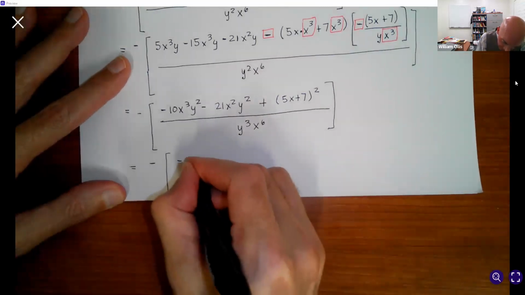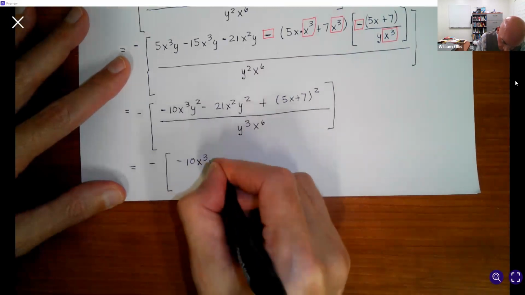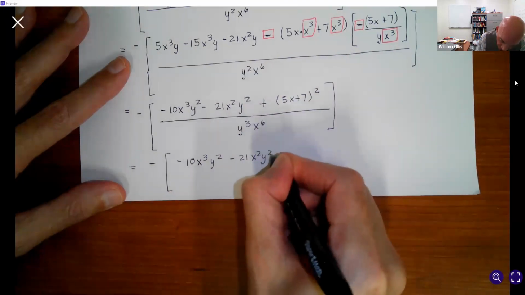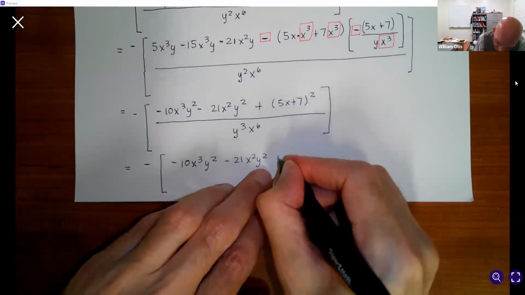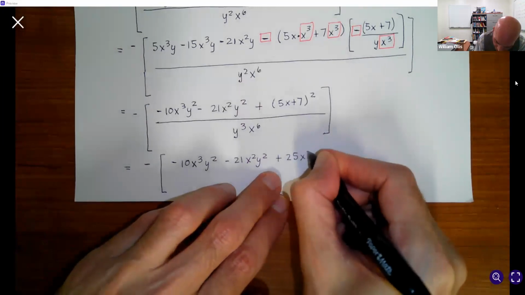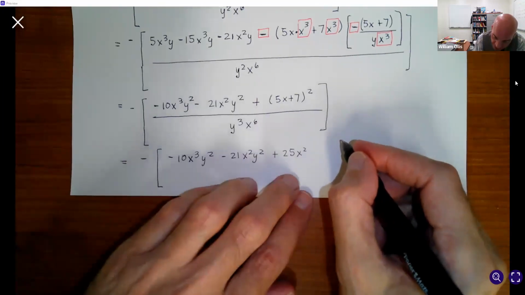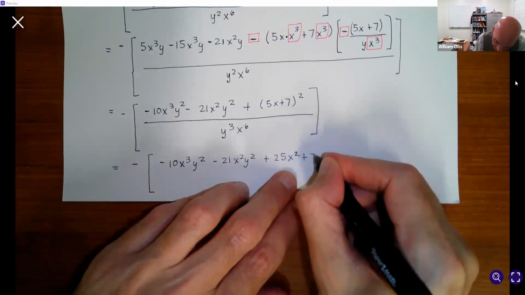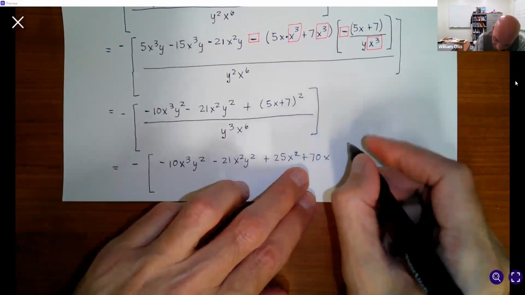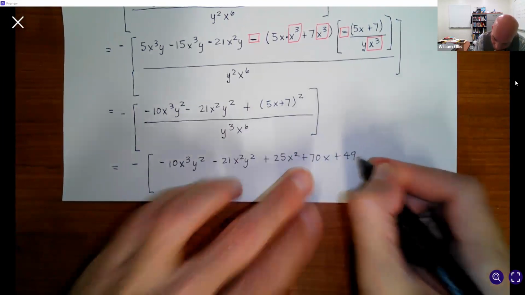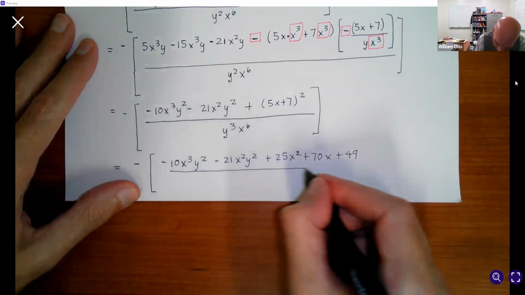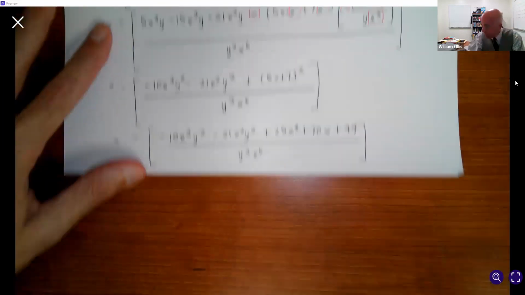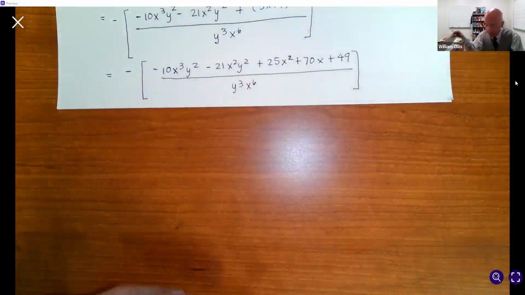So we've got minus 10x cubed y squared minus 21x squared y squared. And go ahead and expand this. So we have plus 25x squared, and 5 times 7 is 35, so that's a 70. So we have plus a 70x, and then plus a 49. And then divided by y cubed x to the 6th. Now for the very last one, we'll just throw the negative 3.